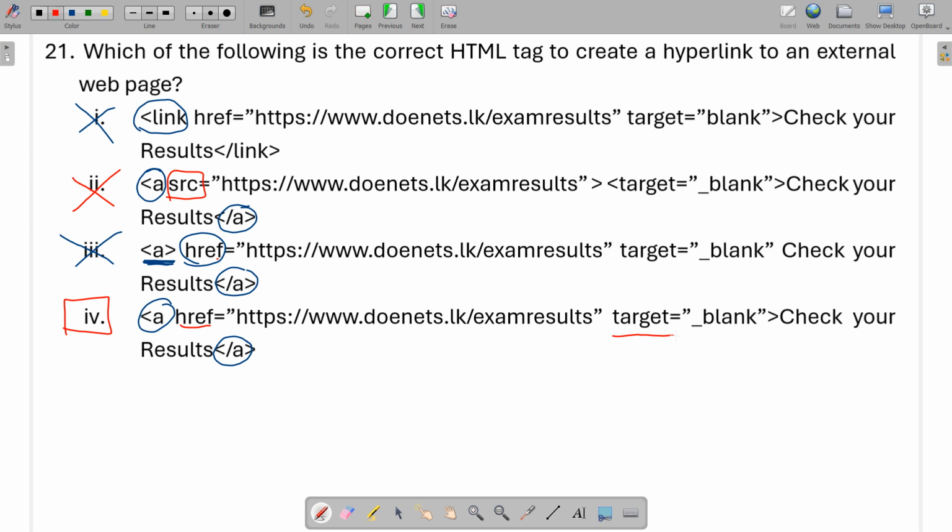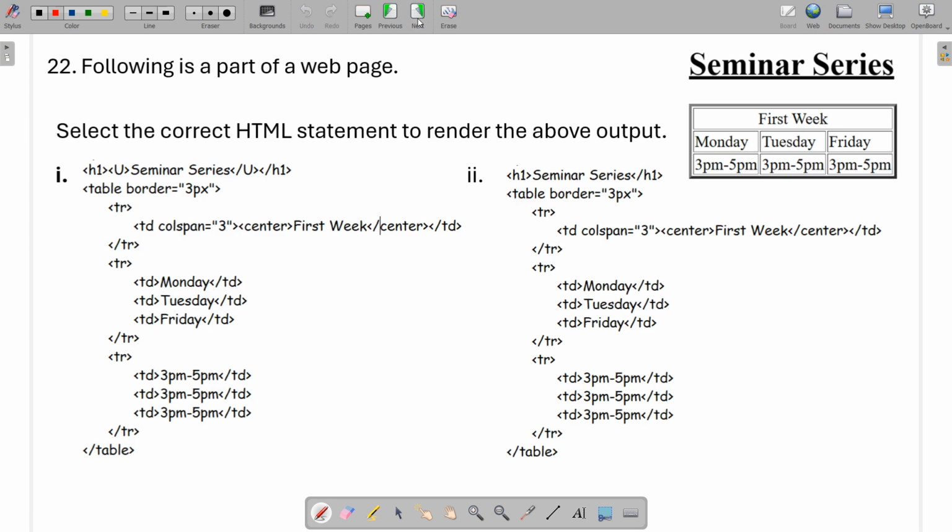Like, is it on the same window or in a new window? If you want to open it in a new window, then you can use the target attribute and say underscore blank. Underscore blank will help the anchor tag to open the hyperreference in a different tab or window. That is something additional for your examination in case it is there.